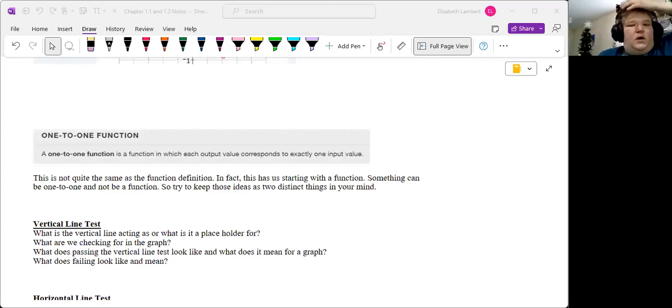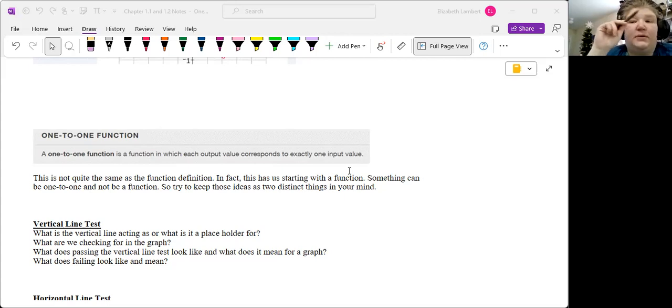All right, here we go. So we're finishing out section 1.1. Now we have one-to-one functions. So a one-to-one function is a function. So pause right there. This is saying to continue this, we have to first satisfy being a function.